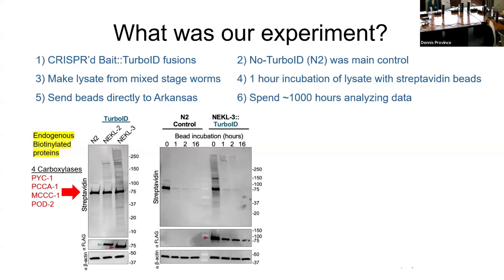And then you put a tag onto NECL2 and NECL3 so you can see that they're there. You do actin to see if you've got equal loading, et cetera. In fact, these carboxylases work just as well as actin to know if you've loaded it.